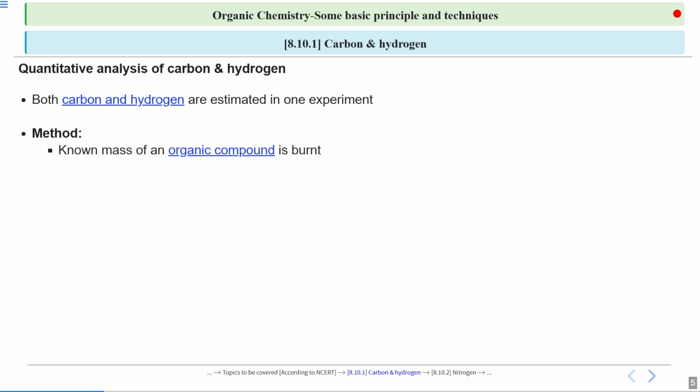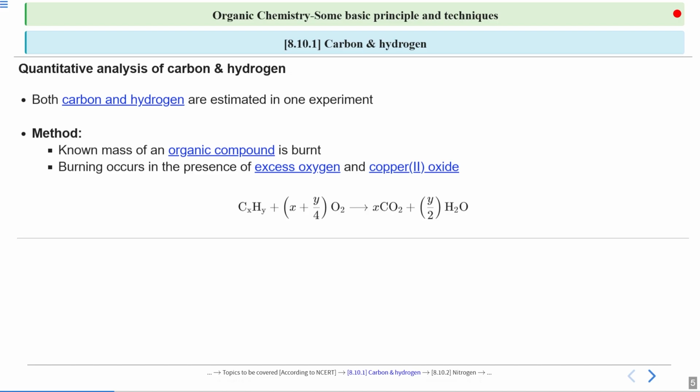The process begins with a known mass of an organic compound. It is important to measure this accurately, as the result depends on knowing exactly how much sample we are working with. The combustion takes place in the presence of excess oxygen and copper(II) oxide. The excess oxygen ensures complete burning, so no carbon or hydrogen is left unreacted, and copper(II) oxide acts as an oxidizing agent. So the first step is burning of the given organic compound.